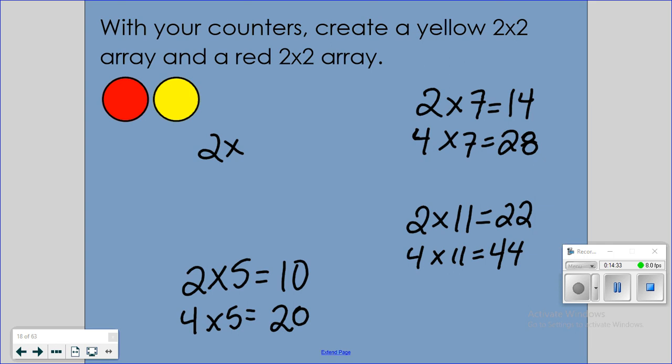Alright, so our next one is going to be a big one. It's going to be a challenging one. 2 times 100. Oh, I know the answer already. It might actually be the easiest one. What is 2 times 100?